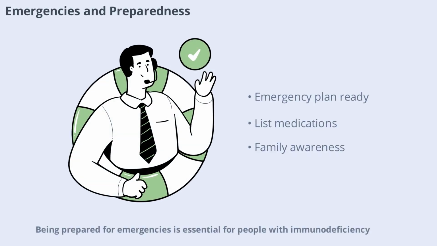Being prepared for emergencies is essential for people with immunodeficiency. Keeping a list of medications, emergency contacts, and a plan for urgent care can save valuable time during a crisis. Family members should also be aware of the plan and know how to help.